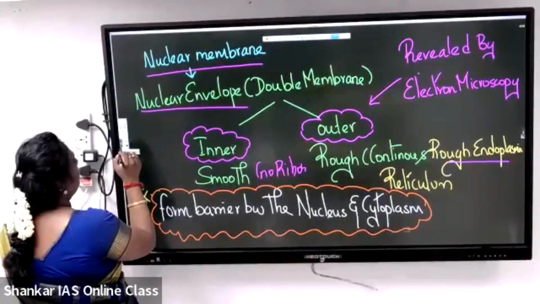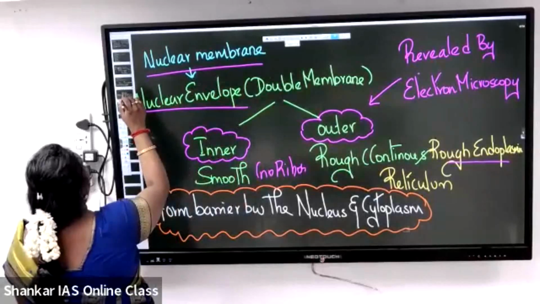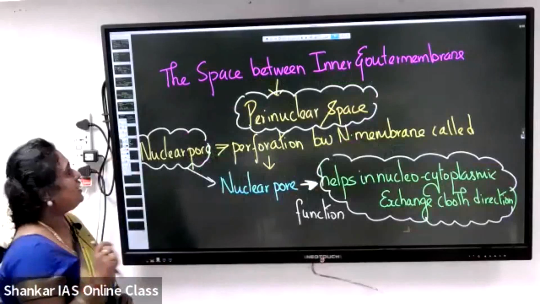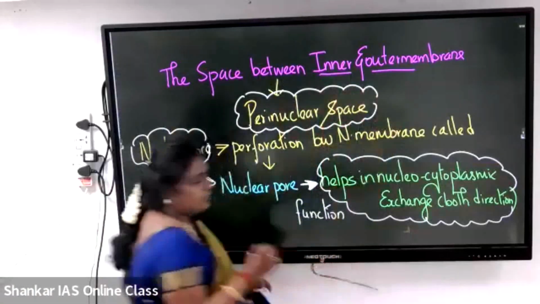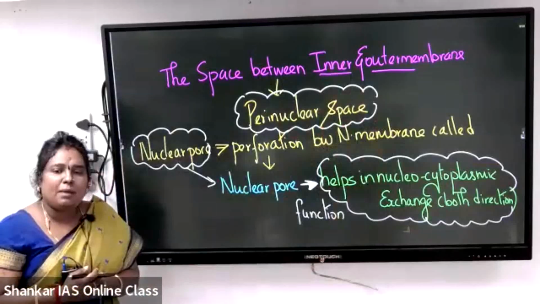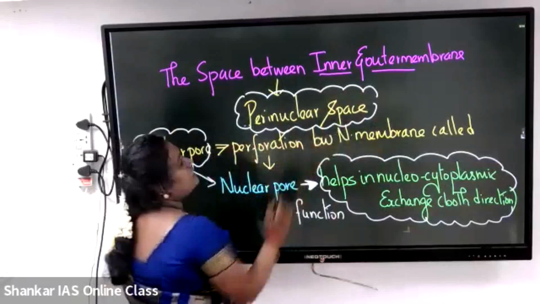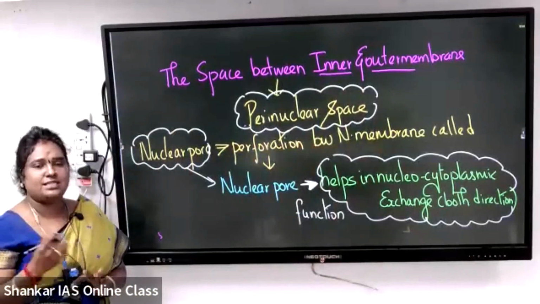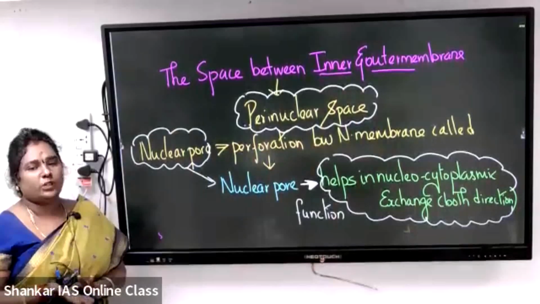Now we understand what is nuclear pore. So we have a second topic, the nuclear pore. Before going to the nuclear pore, I'll shed light on these lines: the space between the inner and the outer membrane. There will be some space between the inner membrane and the outer membrane. We call it the perinuclear space. Perinuclear space is the space present between the inner and the outer membrane.